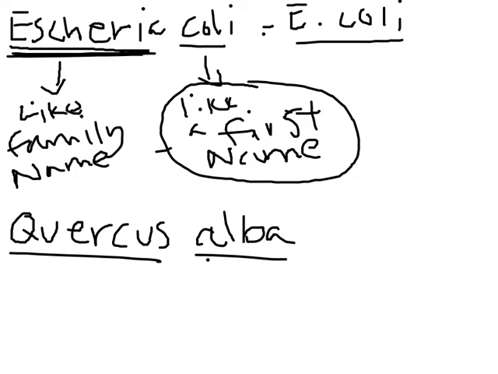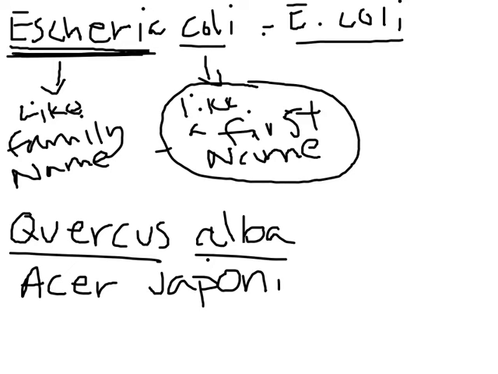You might have something like Acer, which is the genus of maples. Acer japonica. Whoops, that's a lowercase j. Acer japonica, and hopefully you see Japan in the japonica, right? That's for the Japanese maple. So you're describing where this particular plant came from.